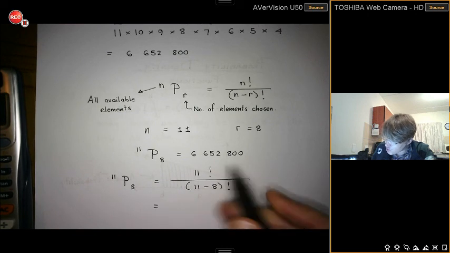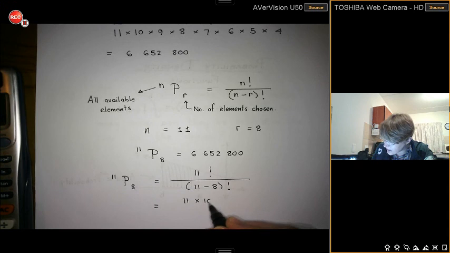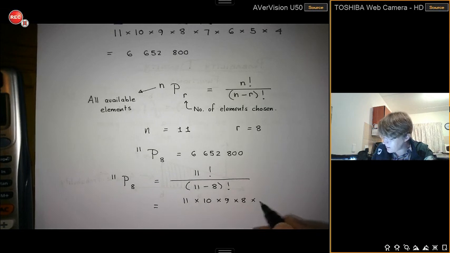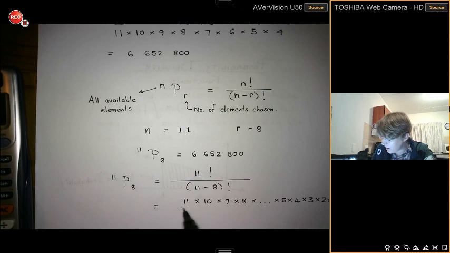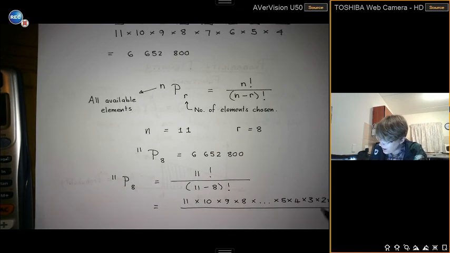So pretty much 11 factorial is then equal to 11 times 10 times 9 times 8 times, I'm going to skip a few, and I'm going to go times 5, 4, 3, 2, and 1. Whereas at the bottom, 11 minus 8 is 3. So 11 minus 8 is 3 factorial. So if you think about 3 factorial, I have this. It's 3 times 2 times 1.